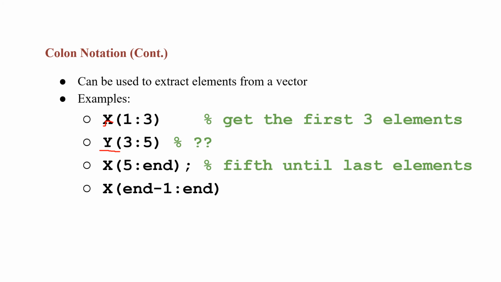an array, you will have to call the end command. And in this case, I'm getting elements lying at index number 5 until the end of vector x, from the element lying at index 5 until the end of x. The last command will get me the last 2 elements in x, because I'm saying end minus 1 until end. So this will give me the last 2 elements in x: end, -1, and then end.